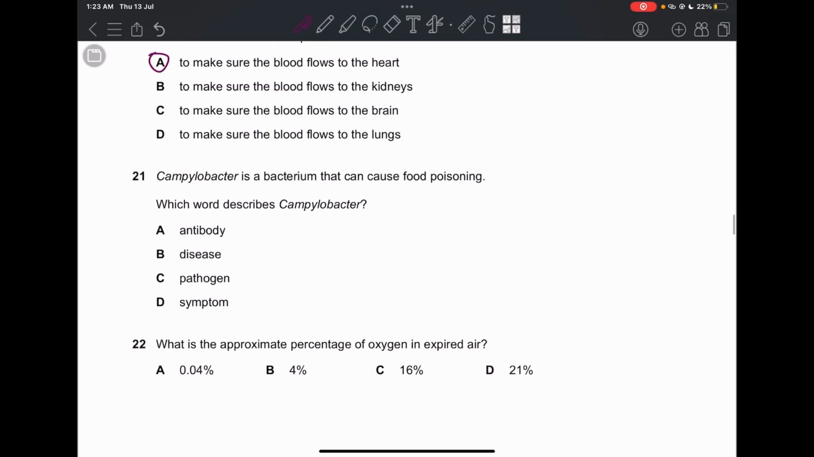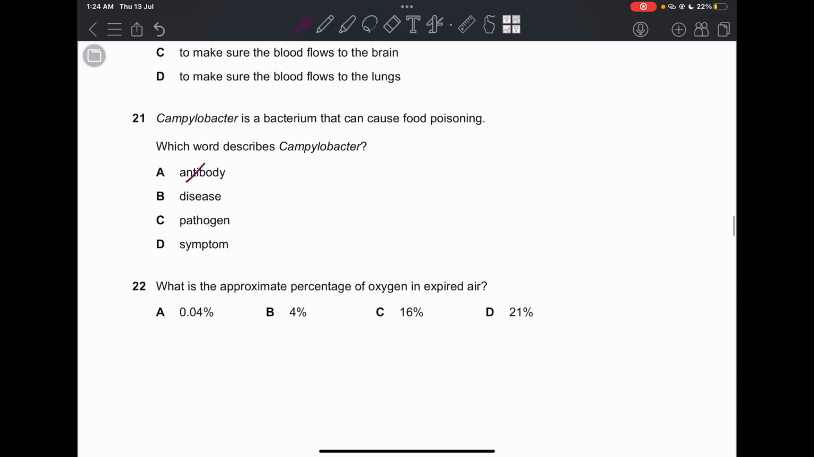21. A species is a bacterium that can cause food poisoning. Which word describes this species? Now we know that this is actually not an antibody because it is not inside the human body. Now this is not a disease because it is not something contagious or that can be spread around from one human to another. It is actually in the food. And so this is not our answer. C is a pathogen. Now this is correct because a pathogen is a type of bad bacteria that can cause molding or can cause food poisoning. So it is actually C.